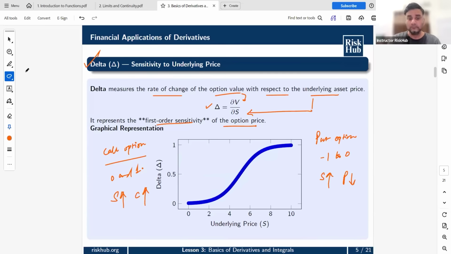And see the graph. If you think about it, this is your at the money. This is in the money when it is 1. This is out of the money. So there is a concept called moneyness in the options. If you don't know, don't worry about it. The delta of an option also depends on the moneyness of the option.